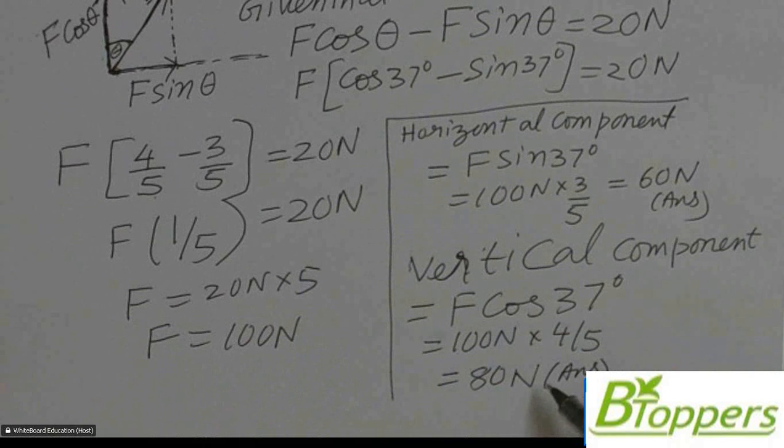So in the next class, I am going to discuss the addition of two vectors in terms of their rectangular components. That means I am going to discuss how the components of the resultant vector can be expressed in terms of the components of the two vectors in the next class.